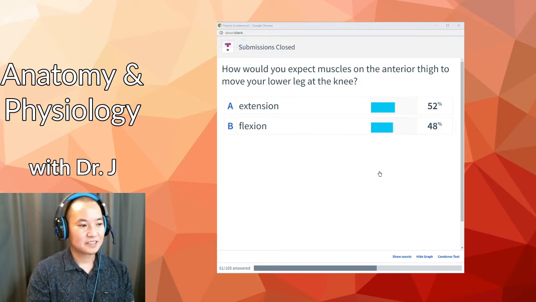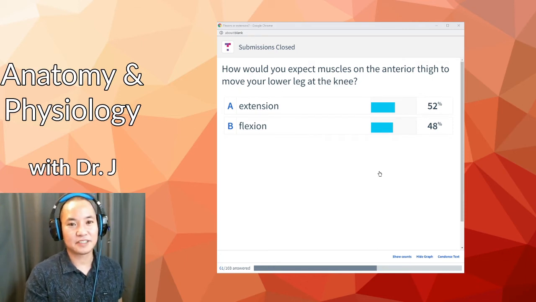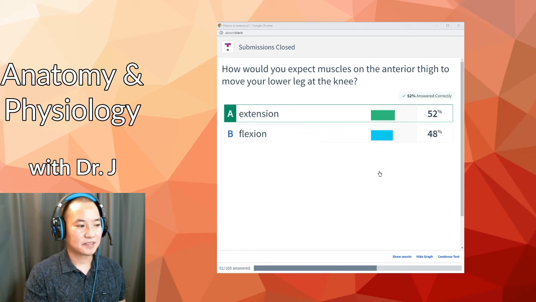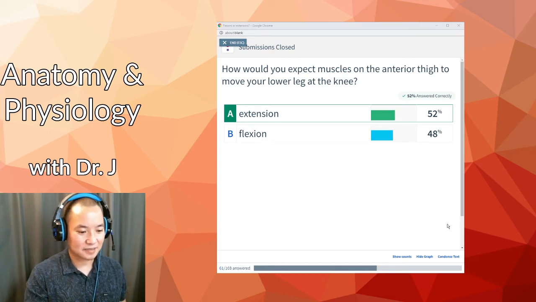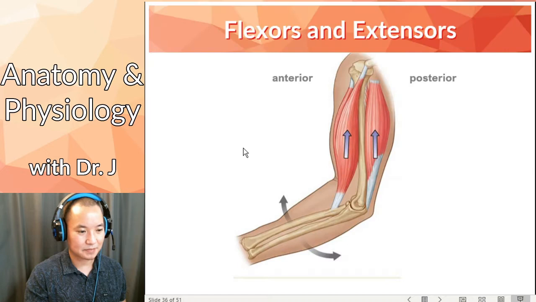So, anterior thigh and lower leg at the knee. How do you expect the muscles in the front of your thigh to move your knee when it contracts? Well, it will extend your knee. So why do I bring that up? Remember the knee is kind of in reverse, and sorry it was a little tricky. I think some of the question order got messed up a bit.